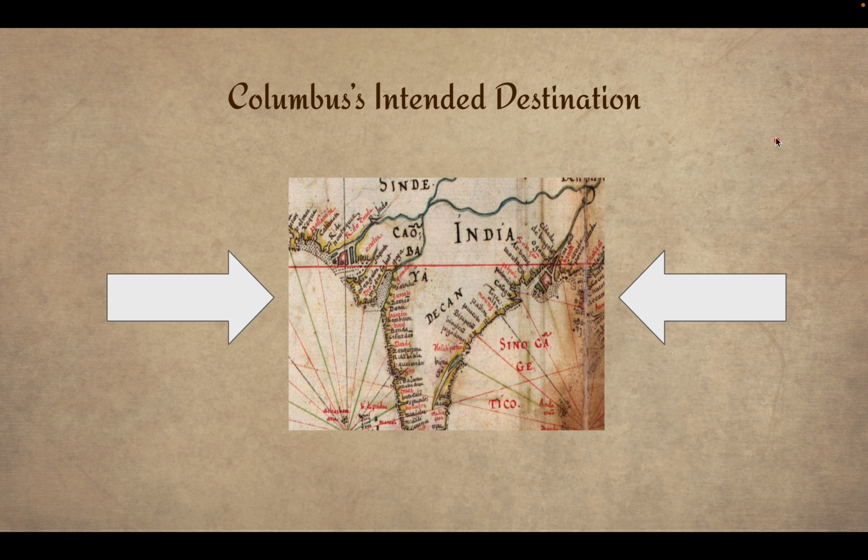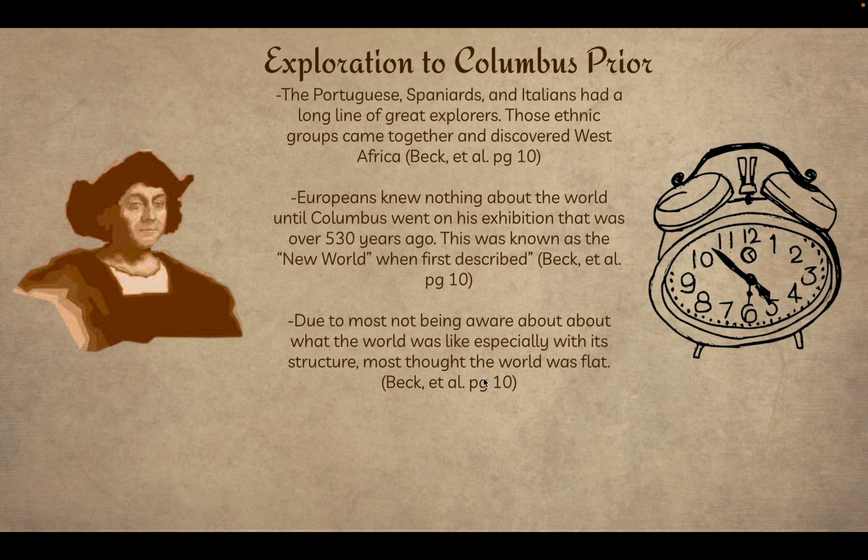One fact that most resources on Columbus state is that Columbus's intended destination was India. Although Columbus did not make that destination because of trade winds, etc., he still managed to discover America, according to William Swinton. And with exploration prior to Columbus, the Portuguese, Spaniards, and Italians had a long line of great explorers. Those ethnic groups came together and discovered West Africa.